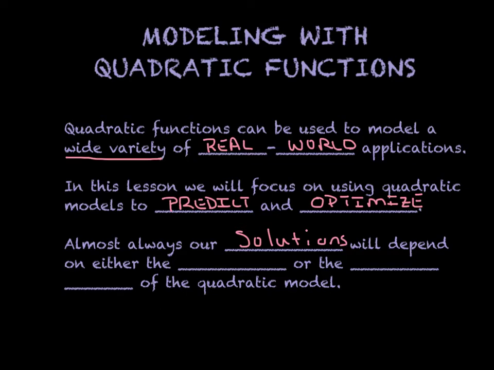And almost always, our solutions will depend on either the intercepts. Could be the x-intercepts, could be the y-intercepts, just wherever the graph crosses the axes, or the turning point of the quadratic model. And we clarified earlier in class that a turning point is a fancy word for vertex, so I'll throw that in here as well. So if you can find the intercepts and you can find the vertex, you're going to be able to answer all of these questions tonight, and that's what we're going to analyze.